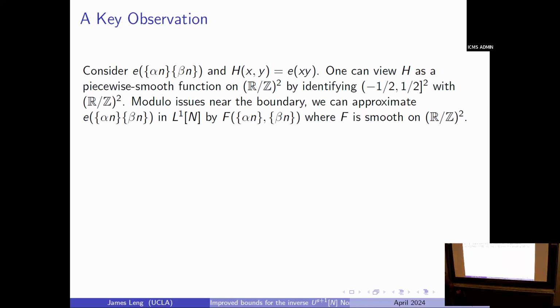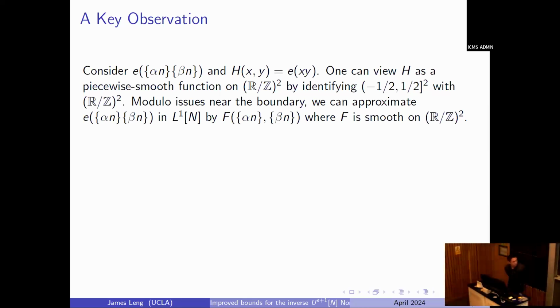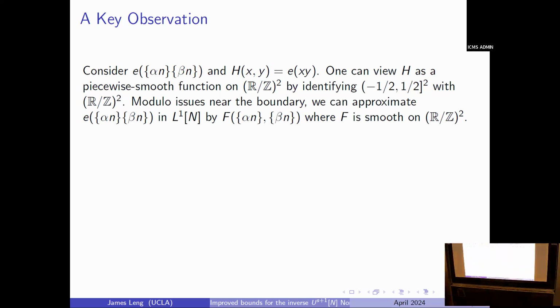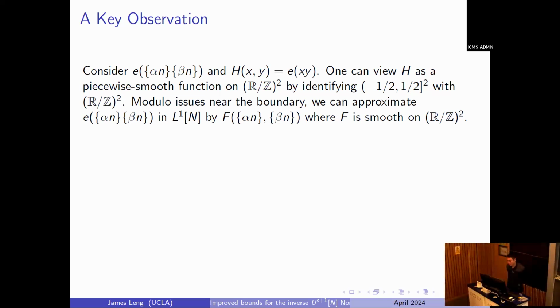You take a function which agrees with this h on most of the square, and the remaining square you just cut off. So this won't really have the discontinuity issues, but the problem that could happen is that when you cut it off like this, it might not be a good approximation. You might have some issues near the boundary, like alpha n and beta n could be basically distributed near the places you cut off at. But that's kind of a purely technical point, and there are a number of ways to handle this.